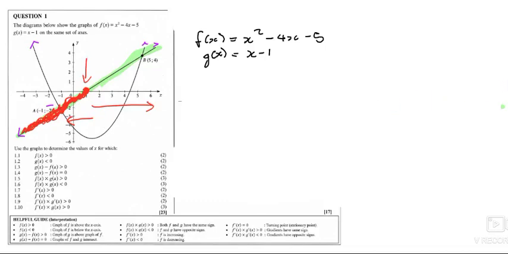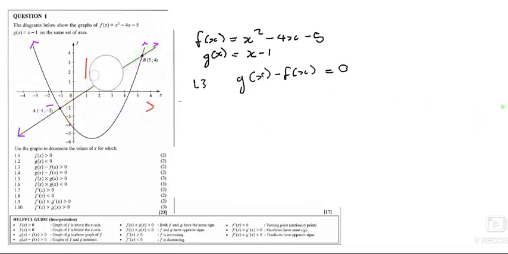Now here they're going to say to you 1.3. 1.3 says where is g of x minus f of x equal to 0. Now the best way to do this would be algebraically. But guess what? It's 2 marks. Just doing this would mean solving, it would be a lot of stress. But let's do it by interpretation.